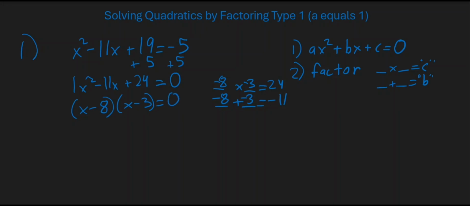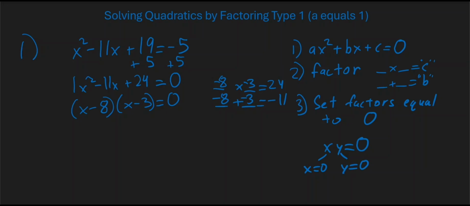And then from there, step number 3 would be to set both factors equal to 0. All right, so think of it as if we had x times y is equivalent to nothing. The only way that this equation would be true is if either x is a 0 or if y is a 0. Right, because 0 times some number would give you a 0, or even a number times 0 would give you a 0, or even 0 times 0 would give you a 0 at the end. So using that same logic, either this factor, which is x minus 8, would be equivalent to 0, or that factor x minus 3 would be equivalent to 0.